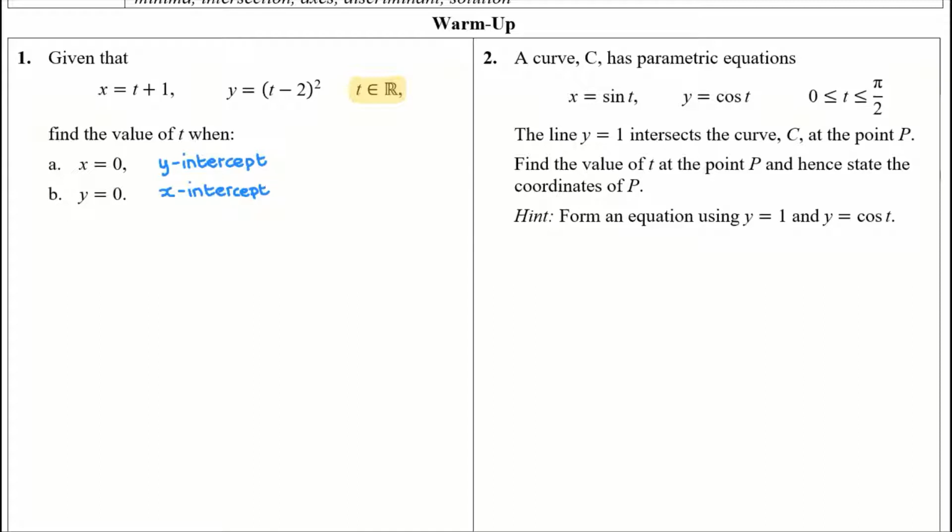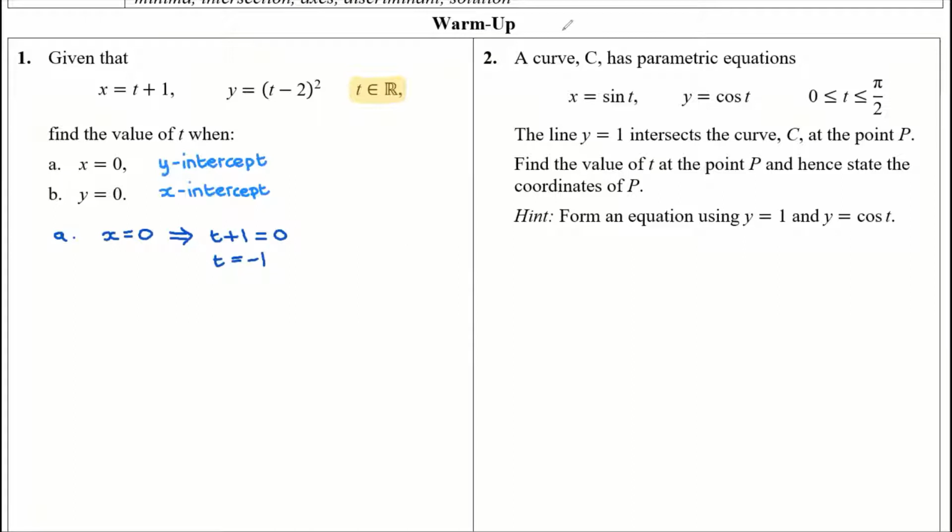So for part A, we just set x equal to 0. So if x equals 0, then t plus 1 equals 0. Okay, because that's how t is defined. This will give us a parameter value of t that we can actually use. So that means that t would equal -1.